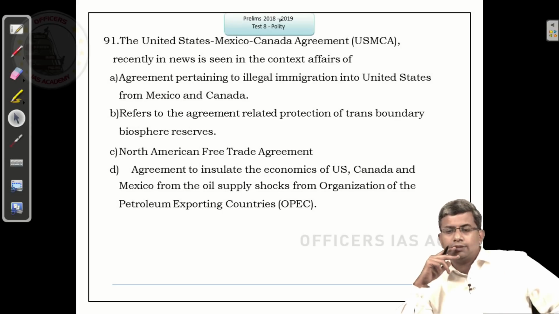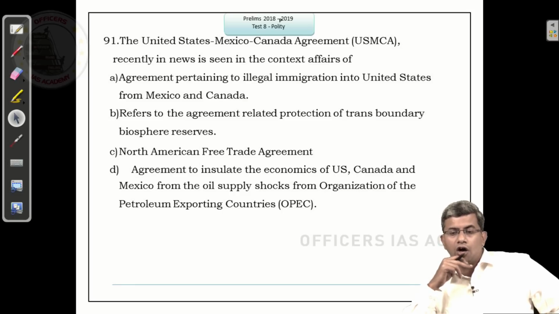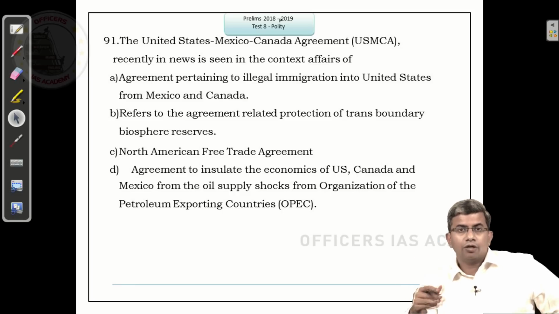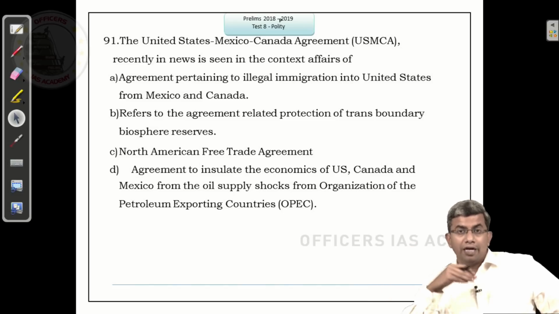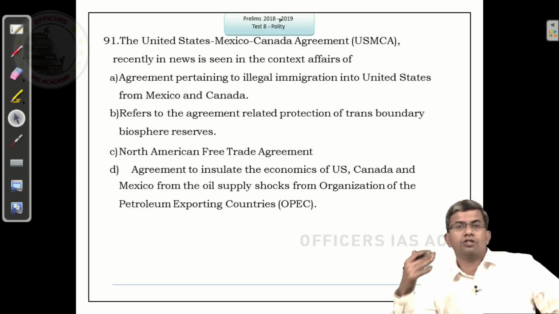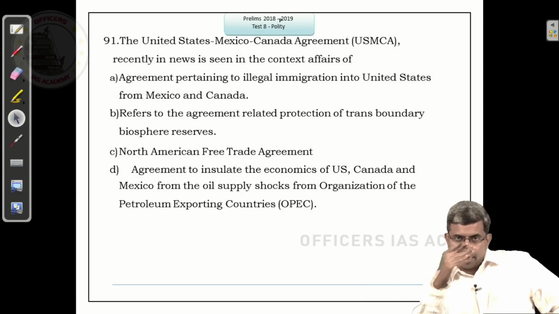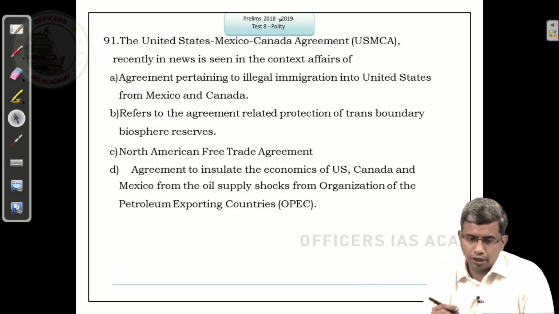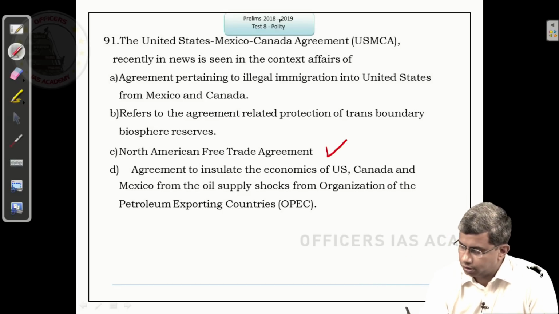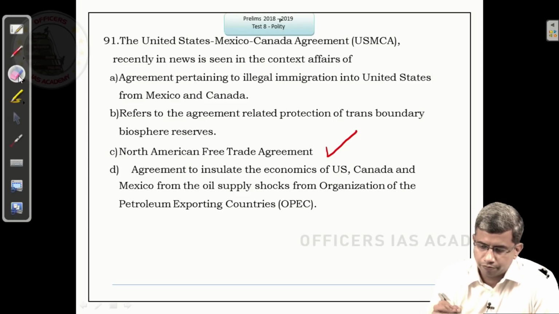The United States-Mexico-Canada Agreement, recently in the news, is related to the North American Free Trade Agreement. The proposal is to replace the North American Free Trade Agreement with the United States-Mexico-Canada Agreement. It has been agreed, but it has to be ratified by the respective parliaments of the countries. So the answer for this is C.